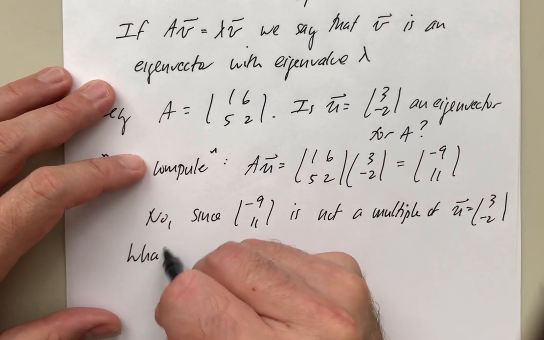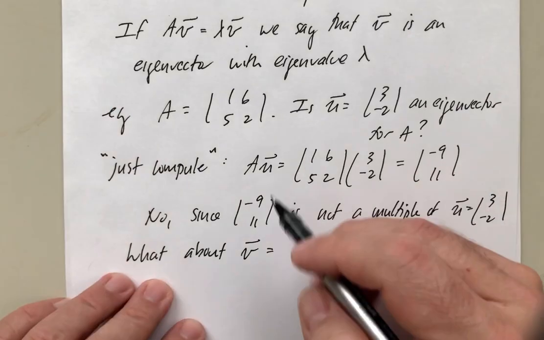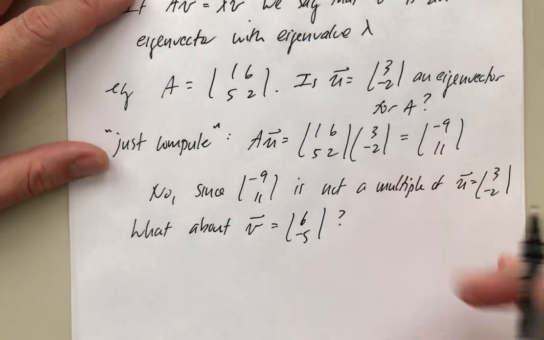What I got out of multiplying the matrix times the vector was not a multiple. Okay, well, what about the next guy in the street, who gives you this vector, 6, minus 5? Is this an eigenvector for the matrix A?